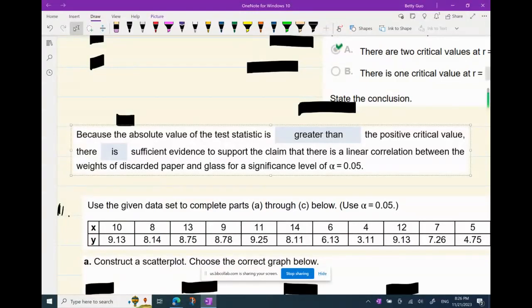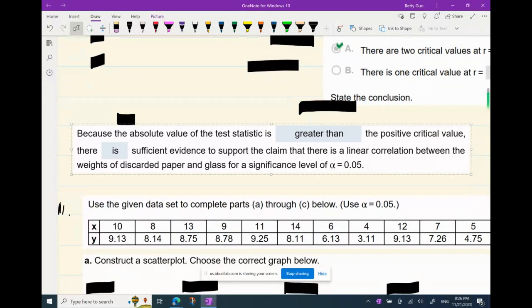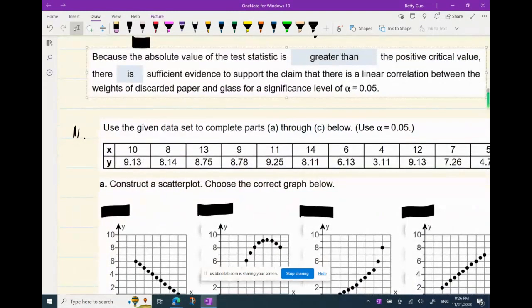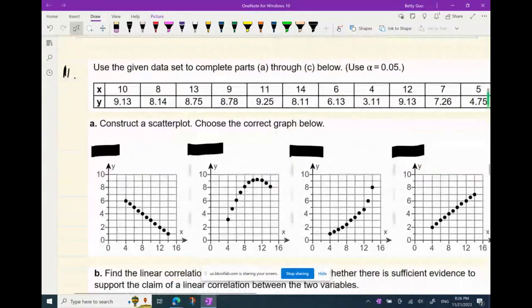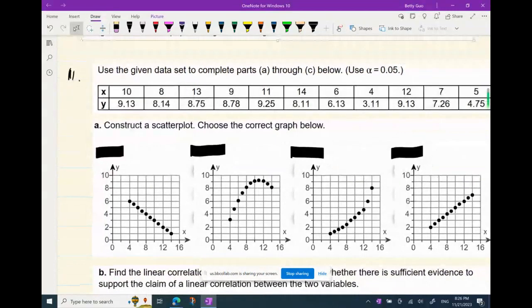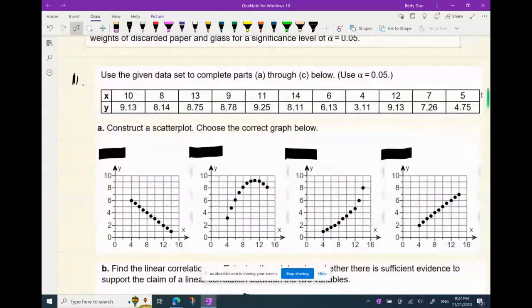Any questions so far? I really apologize for the inconvenience of the technology. It was working fine and suddenly just stopped working.